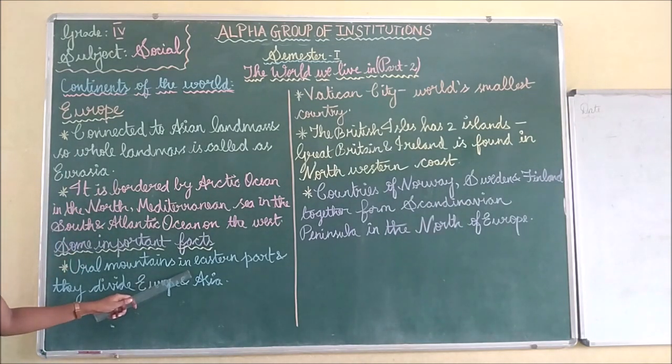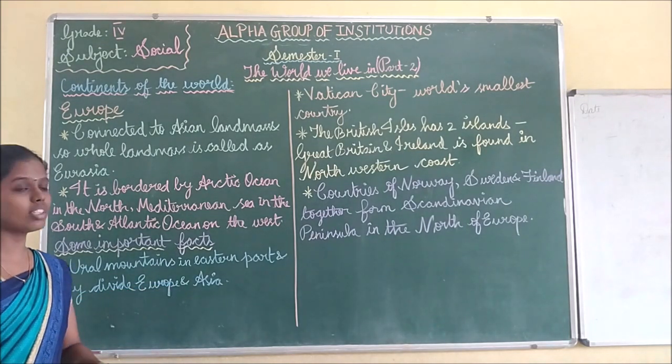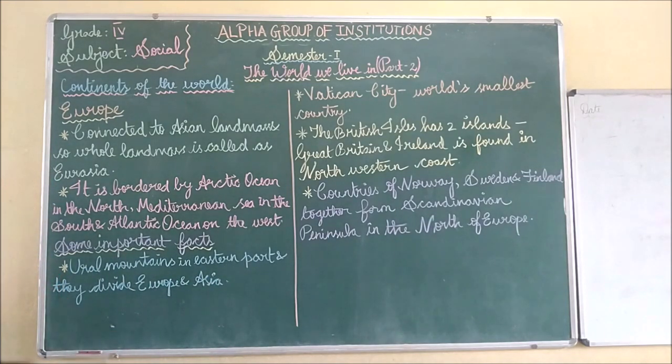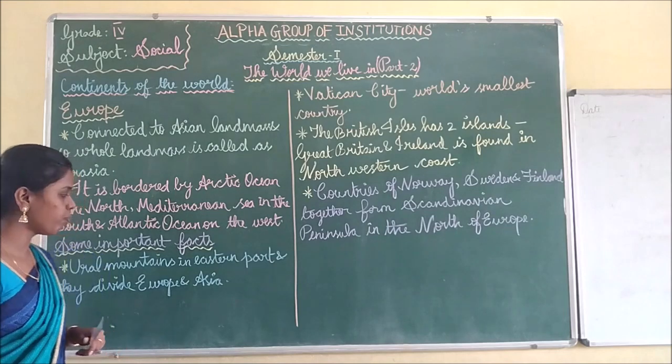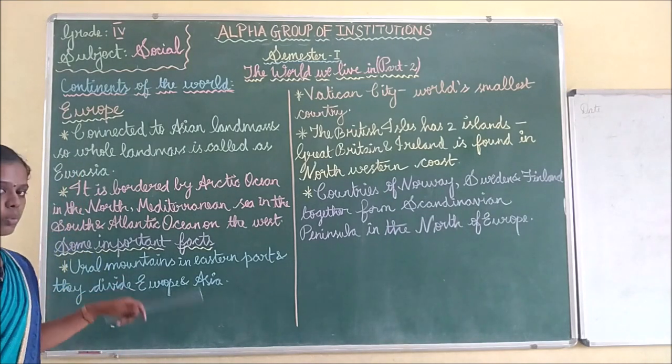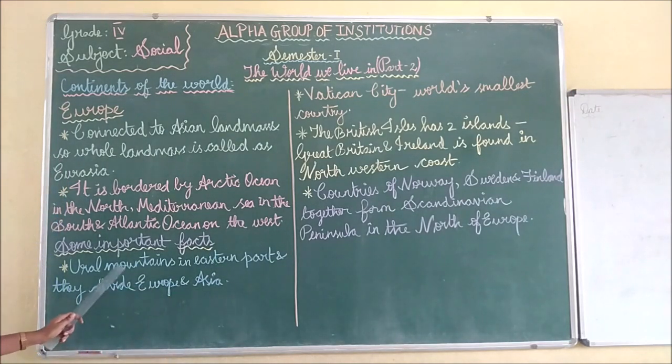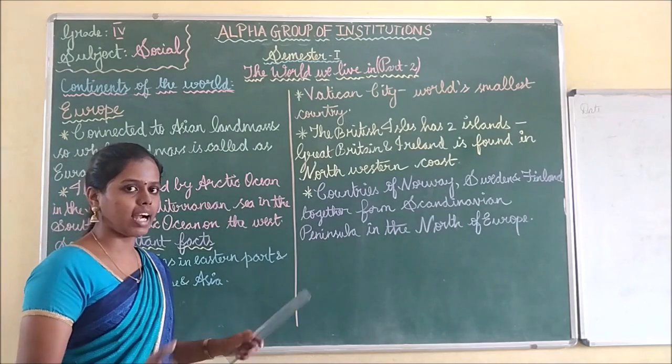The Ural Mountains are in the eastern part, and they divide Europe and Asia. I told you that there is a connection between Europe and Asia, so the whole landmass is called Eurasia. Which one divides Europe and Asia now? Yes, the Ural Mountains divide Europe and Asia. They are in the eastern part. These Ural Mountains only divide Europe and Asia.